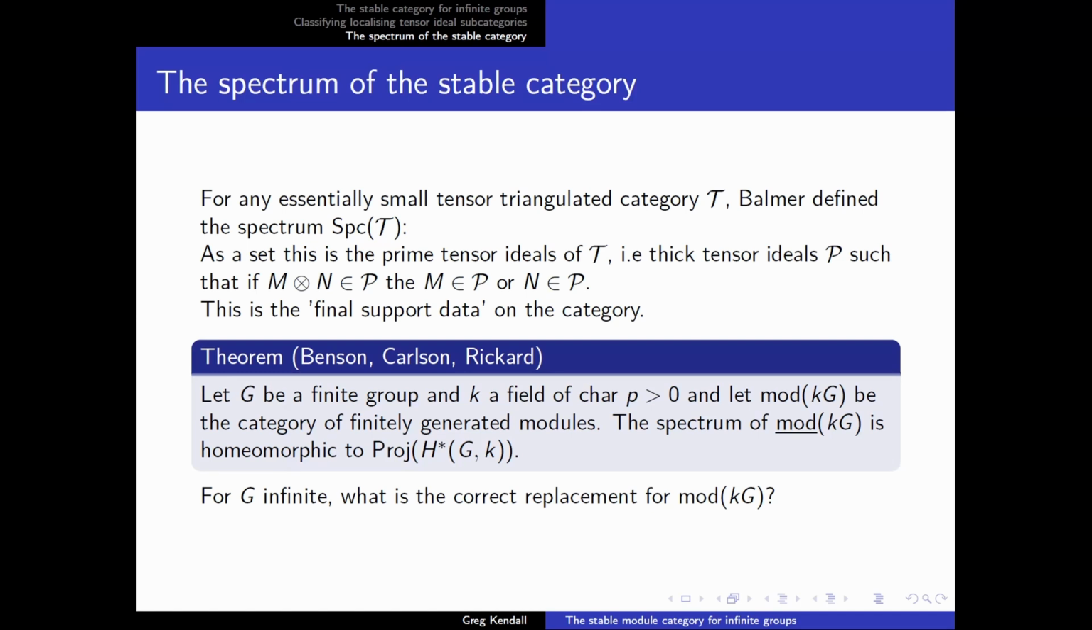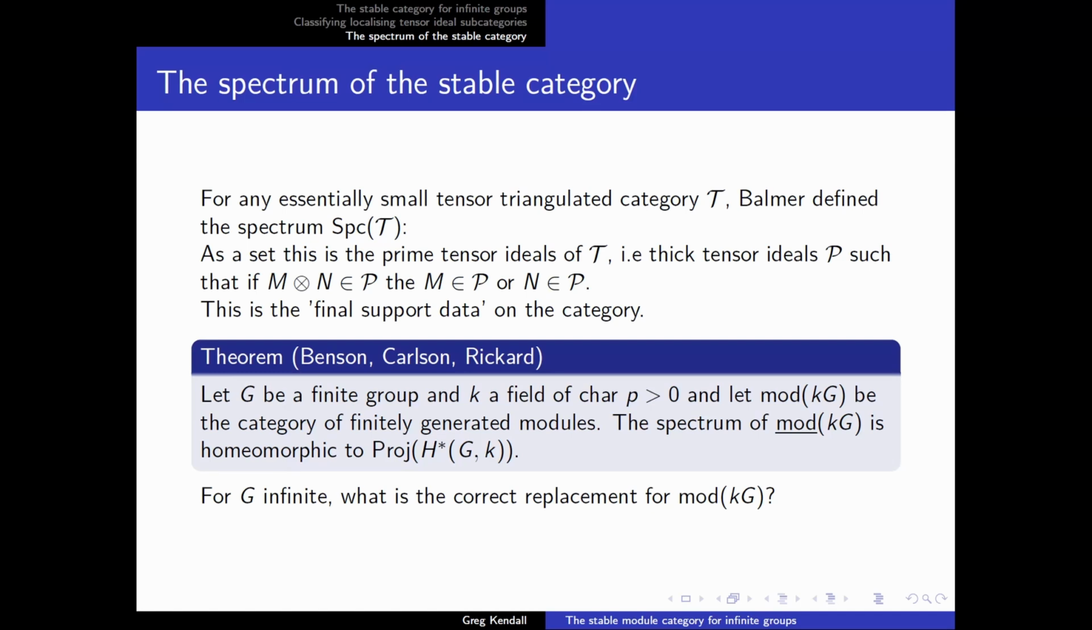And so Benson, Carlson, and Rickard proved, in different language, that the spectrum of the stable category of finitely generated modules is homeomorphic, in whatever the topology is, to the spectrum of the cohomology ring. This theorem actually precedes the work of Balmer and the work of Benson, Iyengar, and Krause that we saw earlier. So I'm kind of working historically backwards.